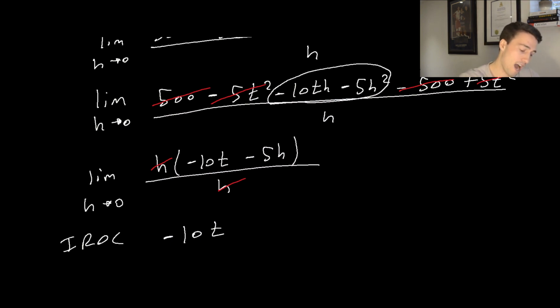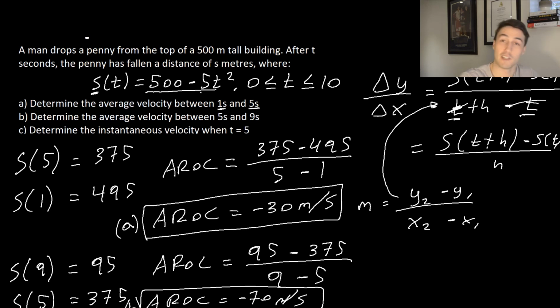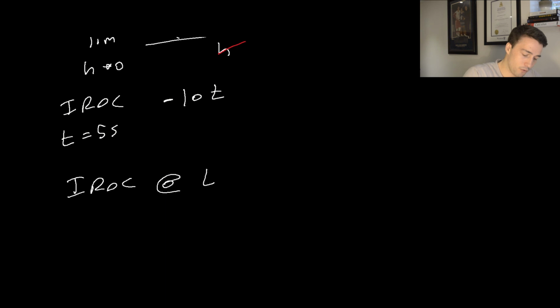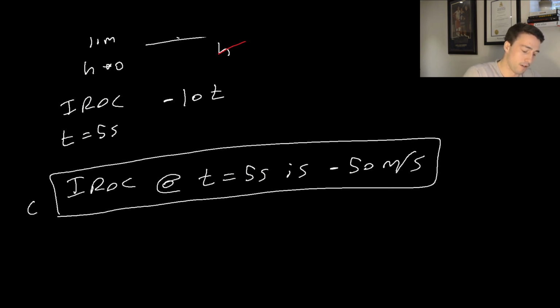We wanted the IROC, the instantaneous velocity, when t is equal to 5. So now all we need to do is plug in t equal to 5 seconds. So we can say the IROC at t equal to 5 seconds is negative 50 meters per second. And that would be our answer for part C.